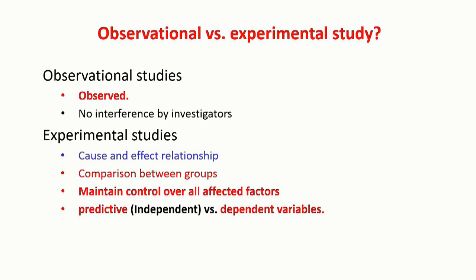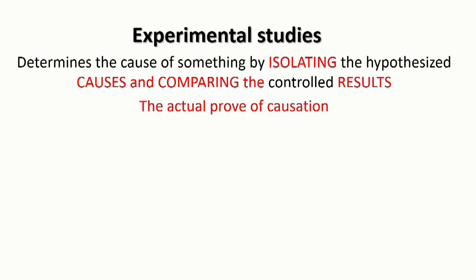And when you want to study something, and you want to study the outcome of that something, the something that we talk about is the independent variable, or in recent days we call it the predictive variable, because you know beforehand that it may have an effect on the outcome. And the outcome in this case we call the dependent variable. So again, experimental study design, the concept is to determine the cause of something by isolating the hypothesized causes and comparing the control result. This is what we call the actual proof of causation.